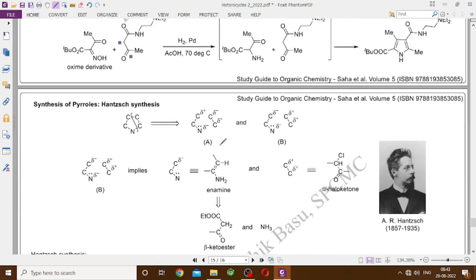Now here comes the Hantzsch synthesis. In Knorr's method, we have C-delta minus, C-delta plus, and this time we are having C-delta plus, C-delta plus. So that's basically the bis-electrophile, and for that we need complementary nucleophilic reactivity here, and nitrogen is always the nucleophile.